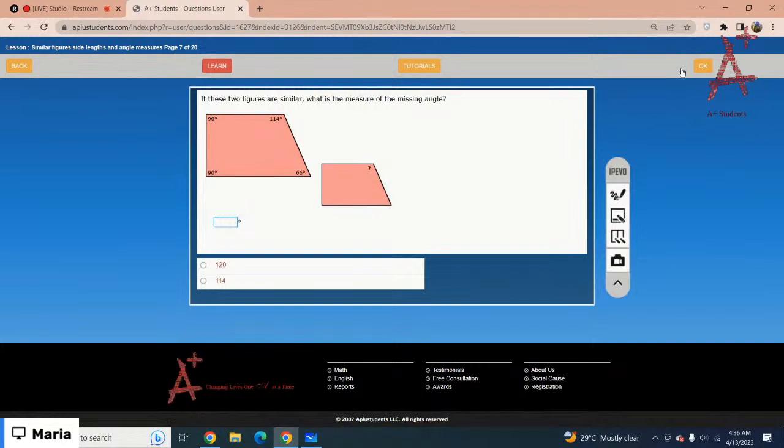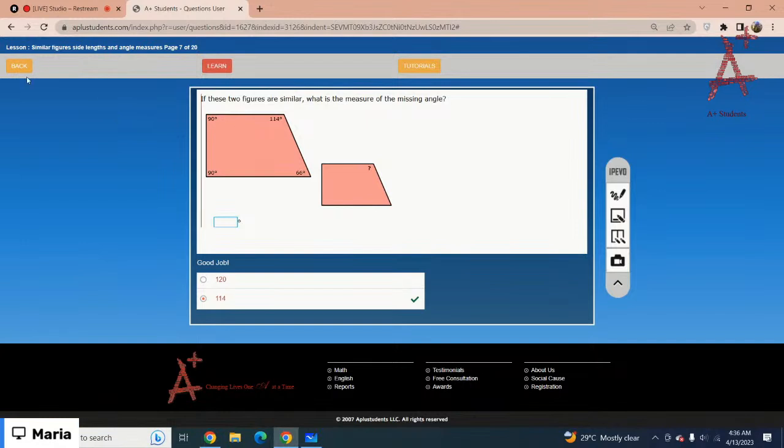Okay, if the two shapes are similar, what is the measure of the missing angle? So which is the correct option? It would be 114. Got it? Okay, you can complete the test by yourself later today.